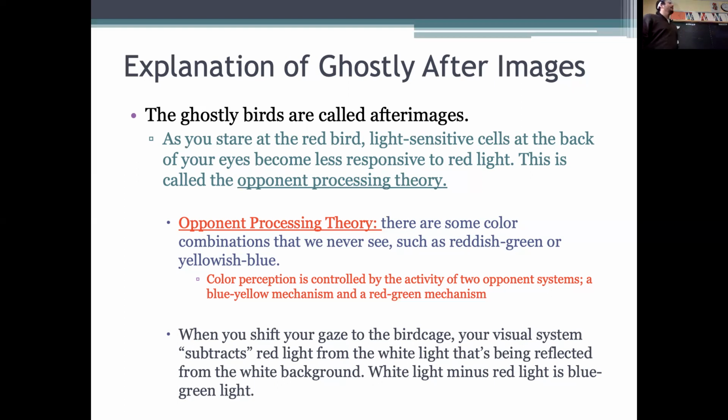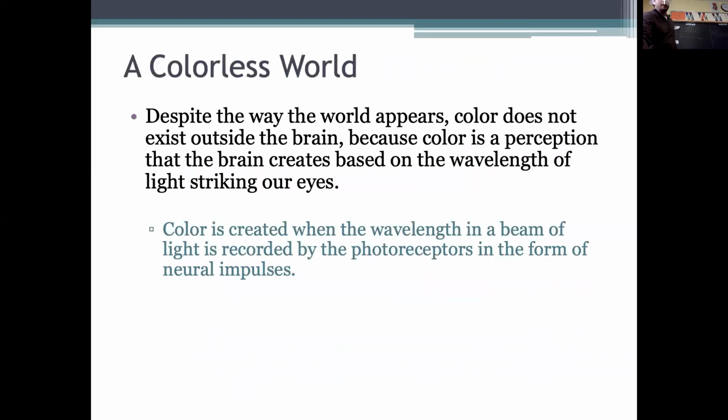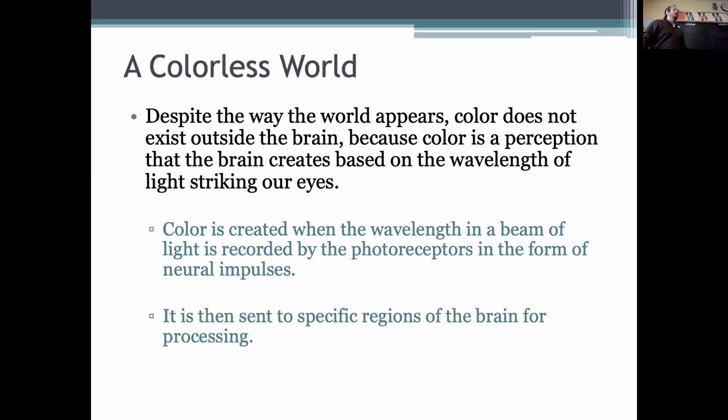But anyway, opponent processing theory is just how we're visualizing these different forms of stimulation and perception. Our rods and cones, especially our cones, with the bright colors, we're visualizing something that maybe isn't there. So, colorless world, color blindness. Does anybody know anybody that's colorblind? Who do we know?